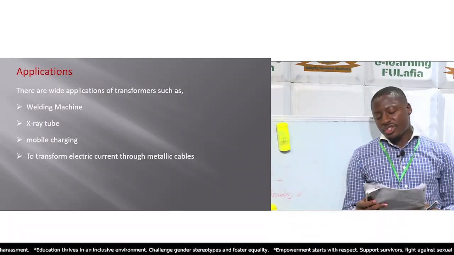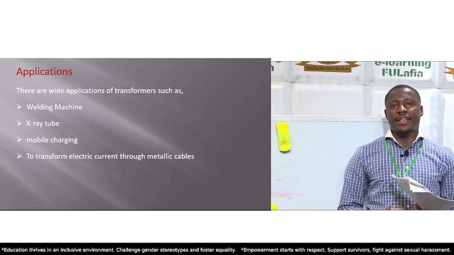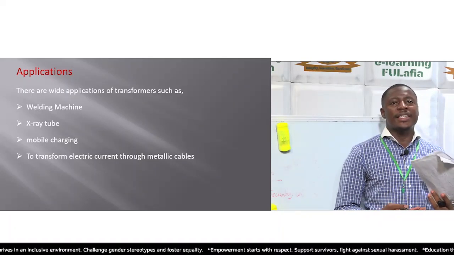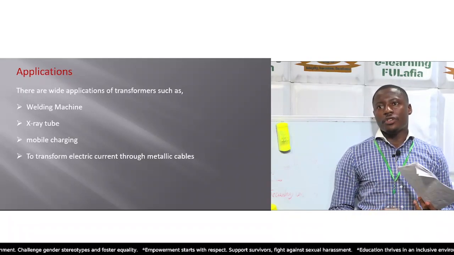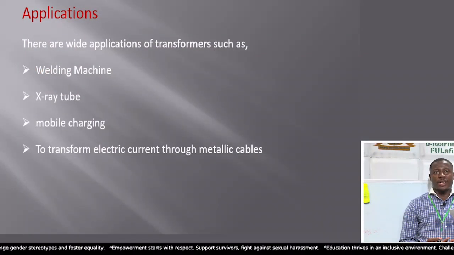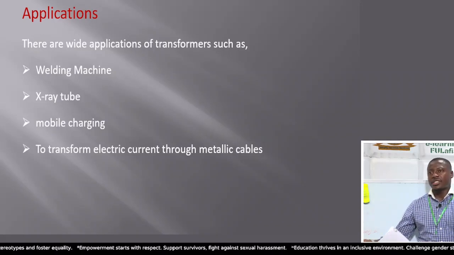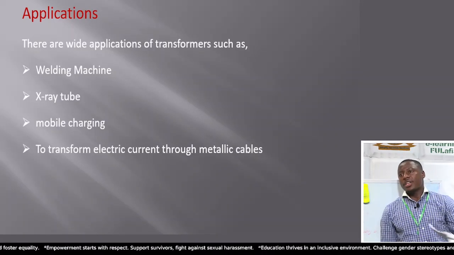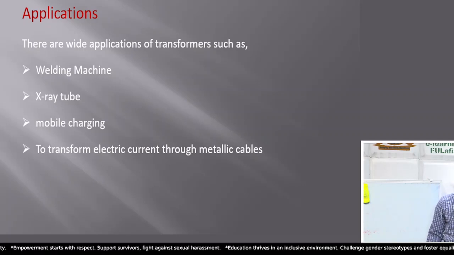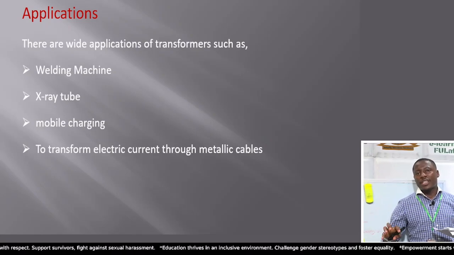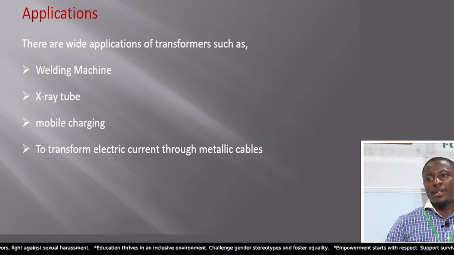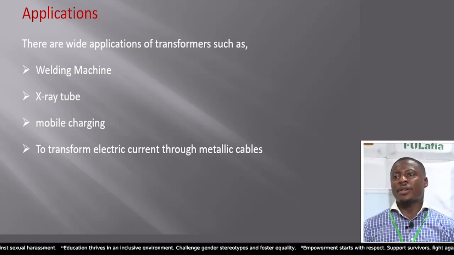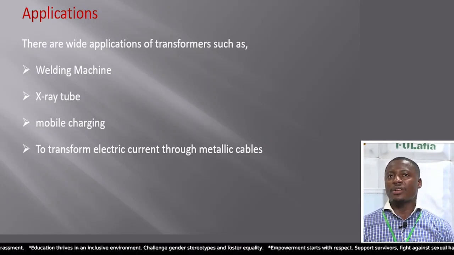Now, applications of transformer. Like I earlier stated, there are so many places where we can see transformers and where we can make use of them. Like the welding machine. If you go to those people that weld metals, you'll find that they have a huge engine that they use to power their machine in order to weld your metals, whatever it is that you want to weld. Now, the welding machine also has a transformer in it. Is it a step-up transformer or a step-down transformer? You have to go there to find out which one is which.